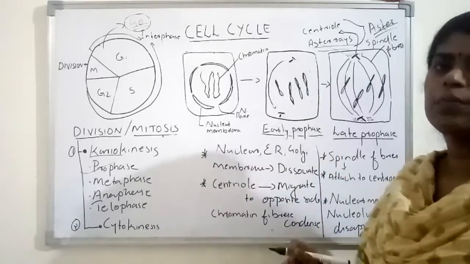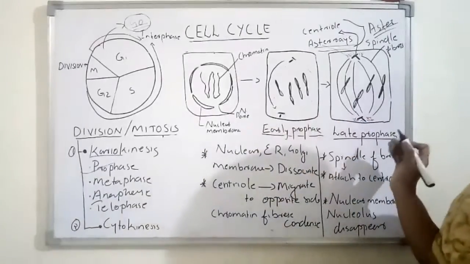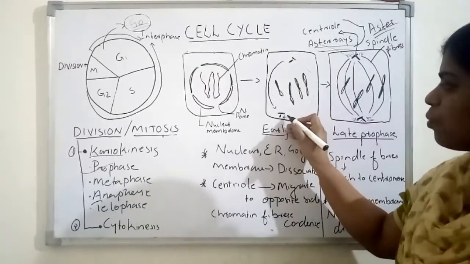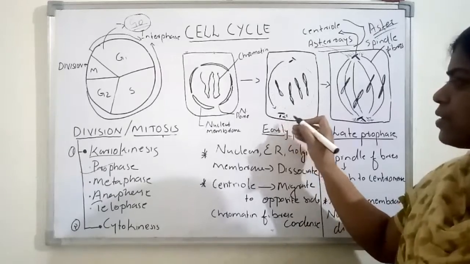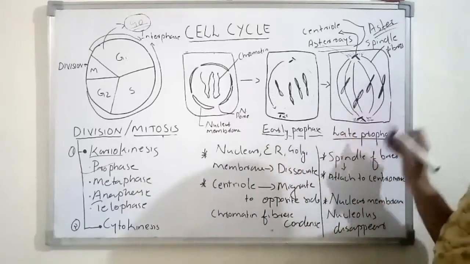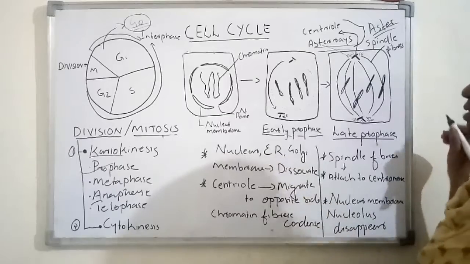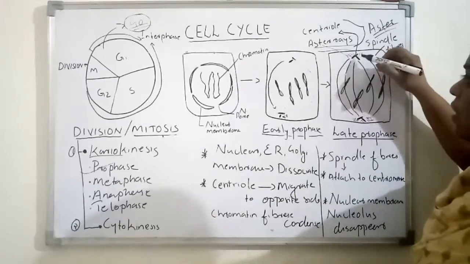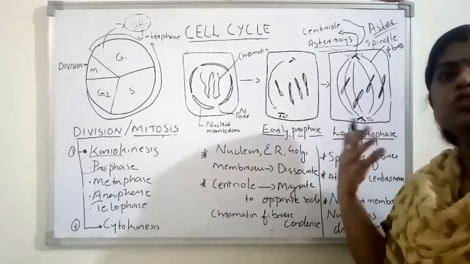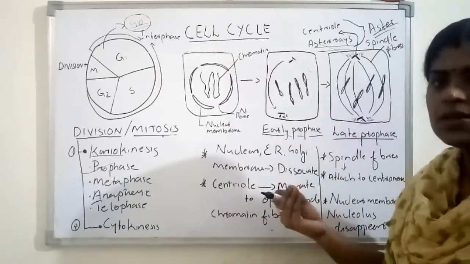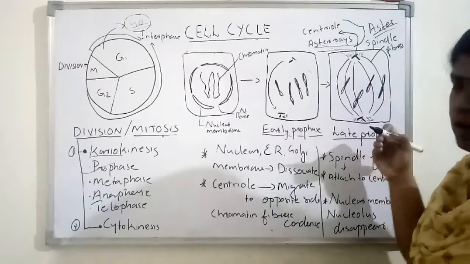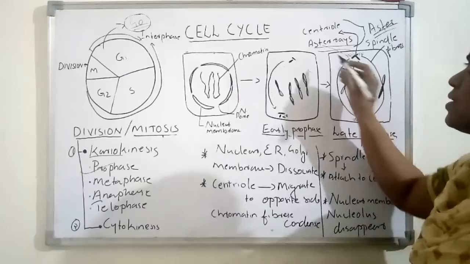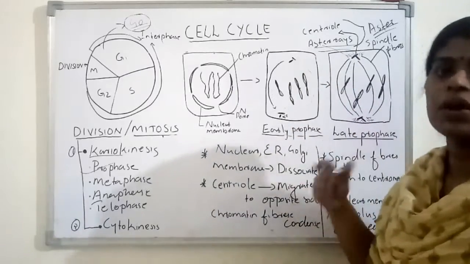After finishing the early prophase, the cell is going to enter into the late prophase. See, the centrioles will start to form small fibers from here itself. It will be prominent over here in the late prophase. The centriole is actually making two types of fibers: short fibers and long fibers. These short fibers are known as the aster rays.